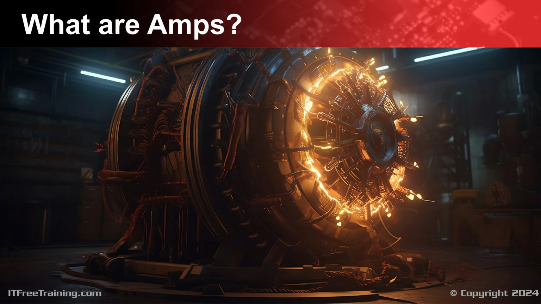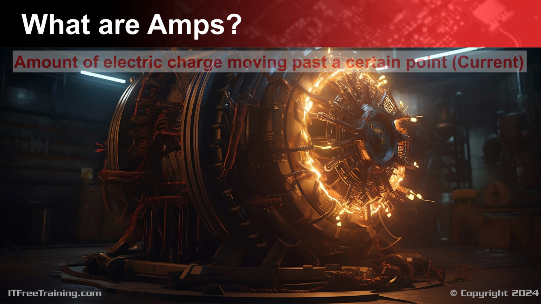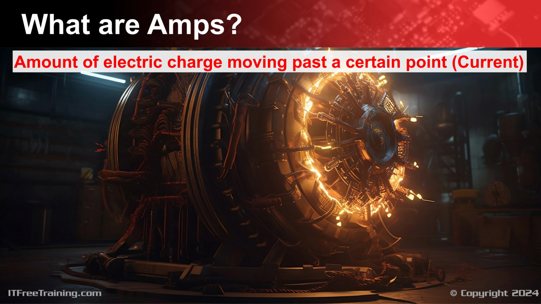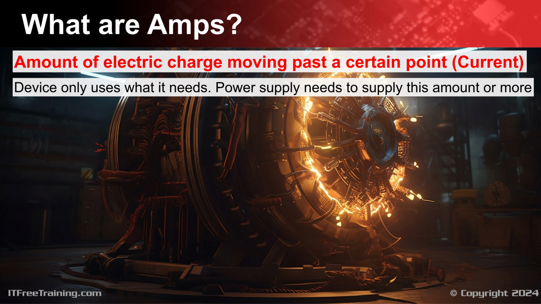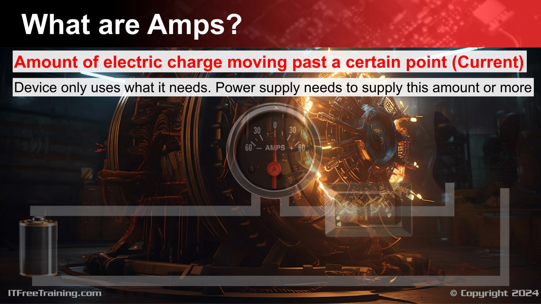The next crucial aspect of electricity to consider is the amount of electric charge flowing through a circuit, known as amperes, or amps for short. While voltage represents the pressure applied to move the electrical charge, amps measures the volume of electric charge that moves past a specific point in the circuit. Amps differs from voltage in that a device only uses what it needs. A power supply needs to supply this amount or more in order to power the device.